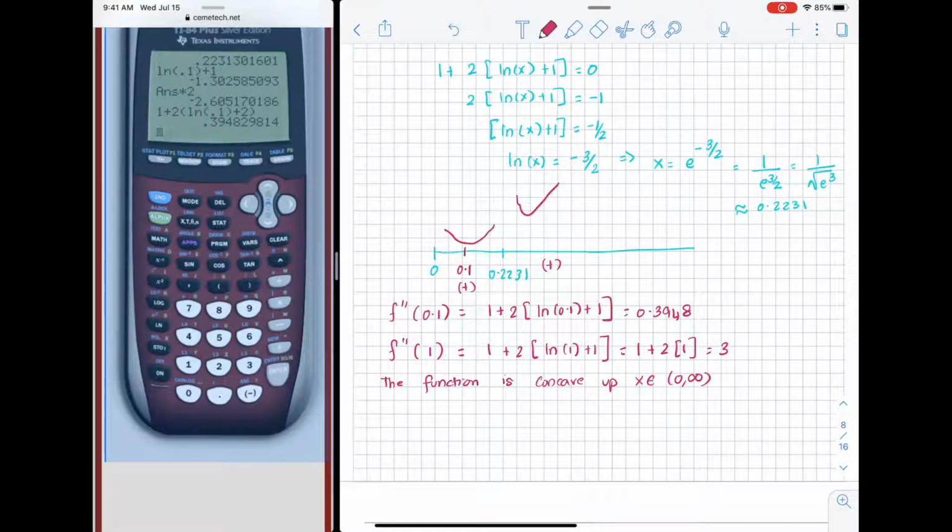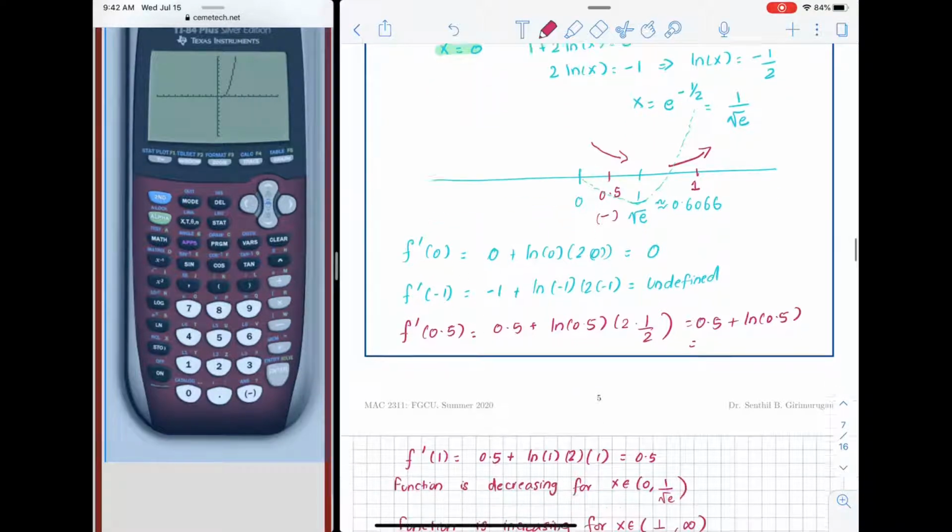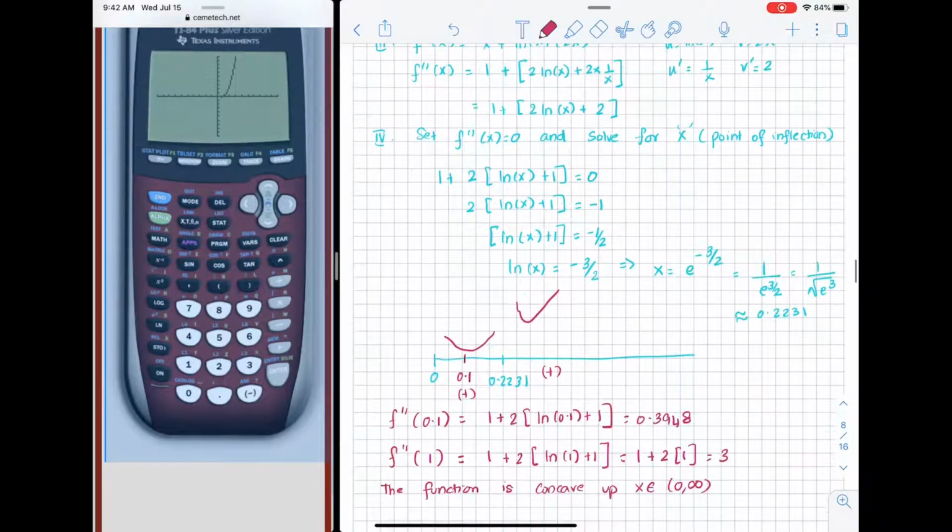Is that true? Let's graph this. The original function is x squared ln of x, and if I graph, it's opening upward no matter what value of x that we pick from 0 to infinity, so our answer is in fact correct. So if you look at the graph, it's concave up. The green dotted line demonstrates that the function is concave up for all values of x.